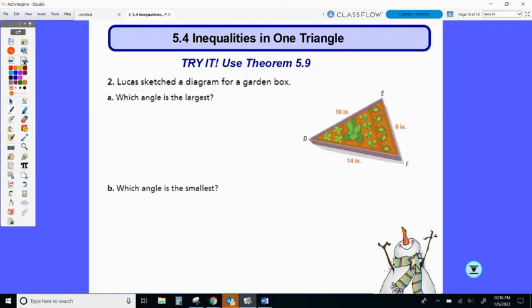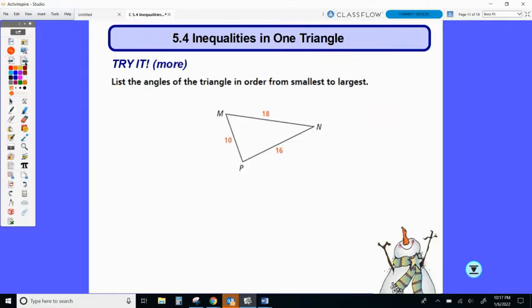Look at the sketch of a diagram for a garden box. Which angle is the largest? Again, if I just find my largest side, I know that my largest angle is opposite that largest side. So angle E is going to be my largest angle. My smallest angle is going to be opposite my smallest side, so that's going to be my angle D. Okay, that is the triangle inequality in a nutshell.